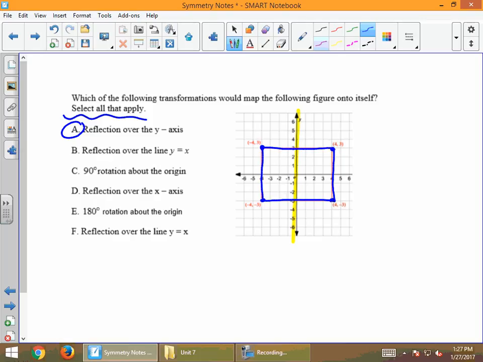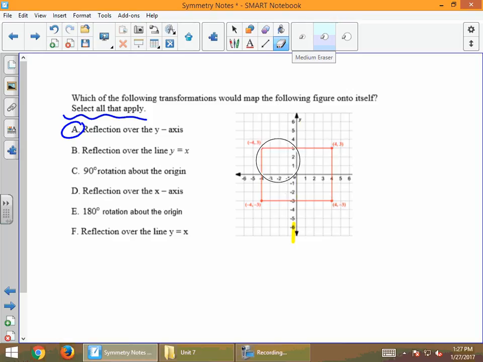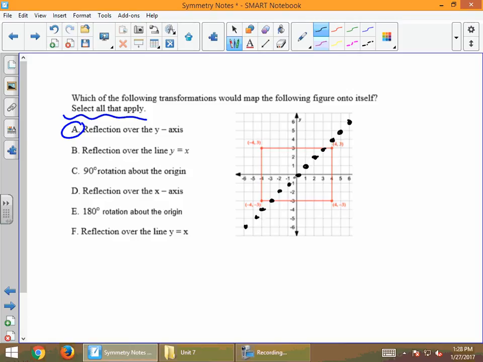Well, let's try B. Reflection over the line y equals x. So let's go ahead and draw on that line. Remember, when it's y equals x, you start at the origin, and you just go right down the middle, up 1 over 1, and down 1 over 1. You make that diagonal line right through the middle. And connect.